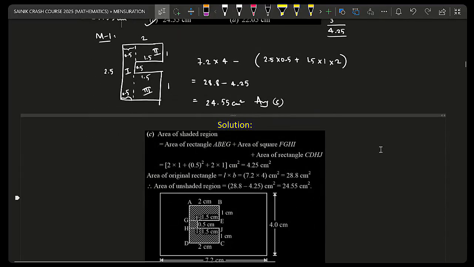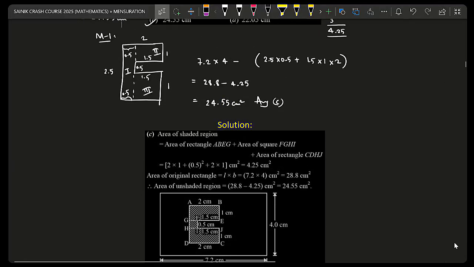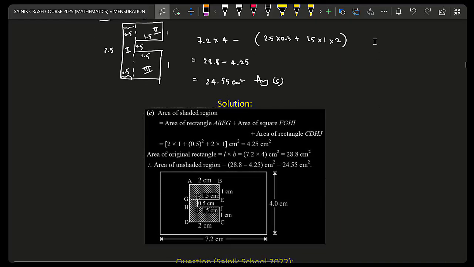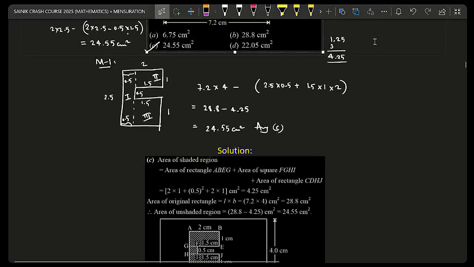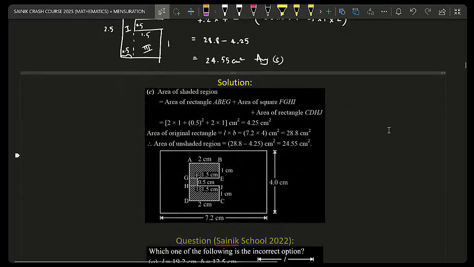In the textual solution, we divided using a vertical line. They have divided using a horizontal line also, so even this is possible. Using a horizontal line you can divide, and again you're going to get 3 regions. You can add them and still get the same answer. So the answer is option C.